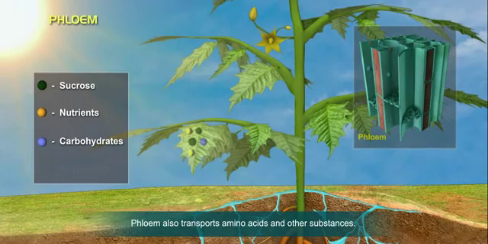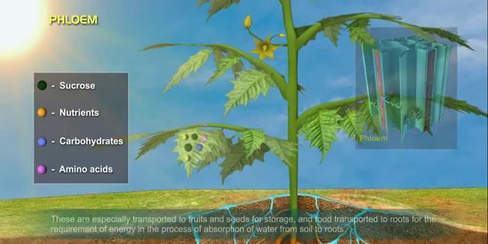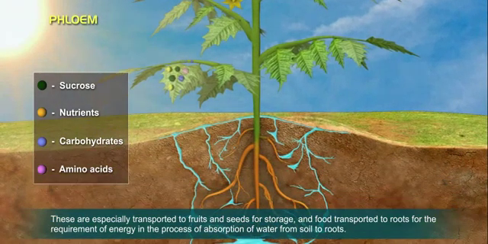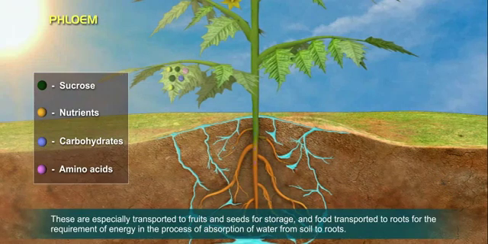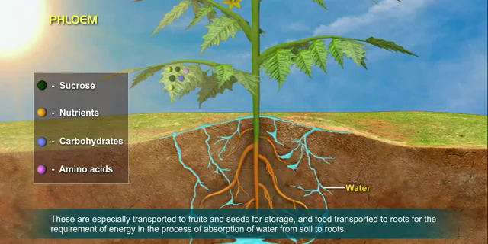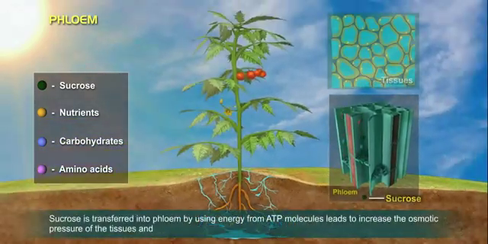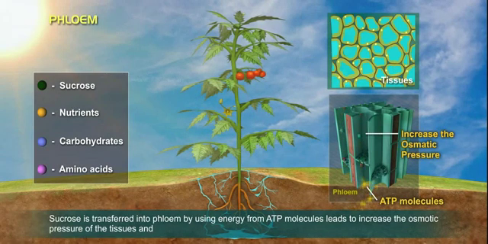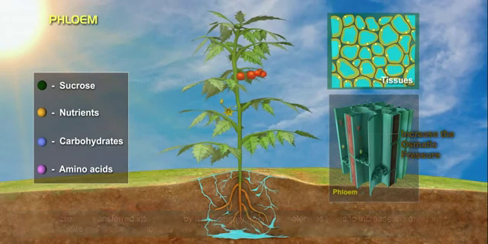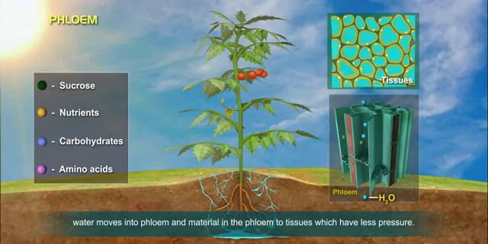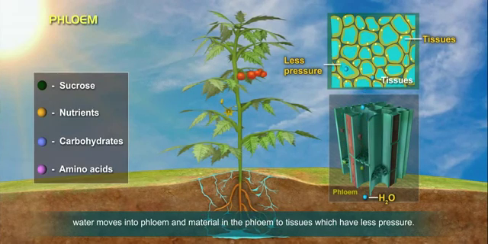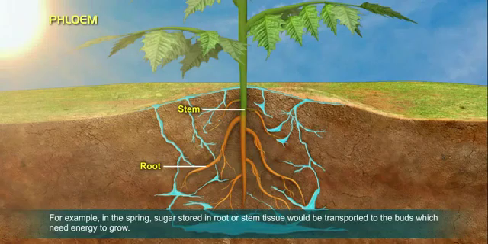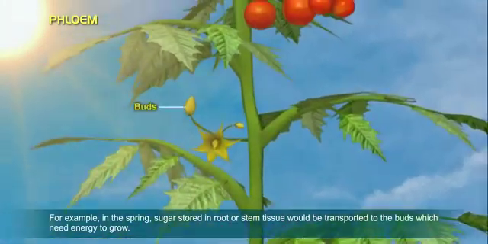Phloem also transports amino acids and other substances. These are especially transported to fruits and seeds for storage, and food is transported to roots for the energy required in the process of absorption of water from soil to roots. Sucrose is transferred into phloem using energy from ATP molecules, which leads to an increase in the osmotic pressure of the tissues, and water moves into phloem and materials in the phloem move to tissues which have less pressure. For example, in the spring, sugar stored in root or stem tissue would be transported to the buds which need energy to grow.